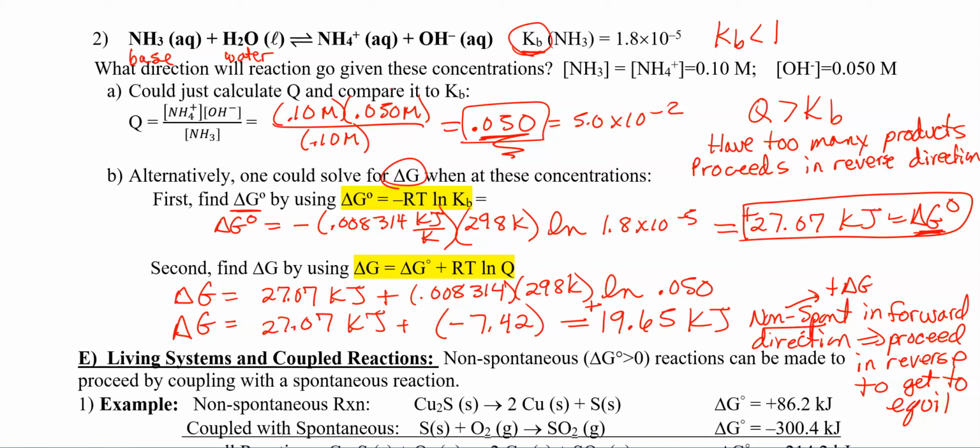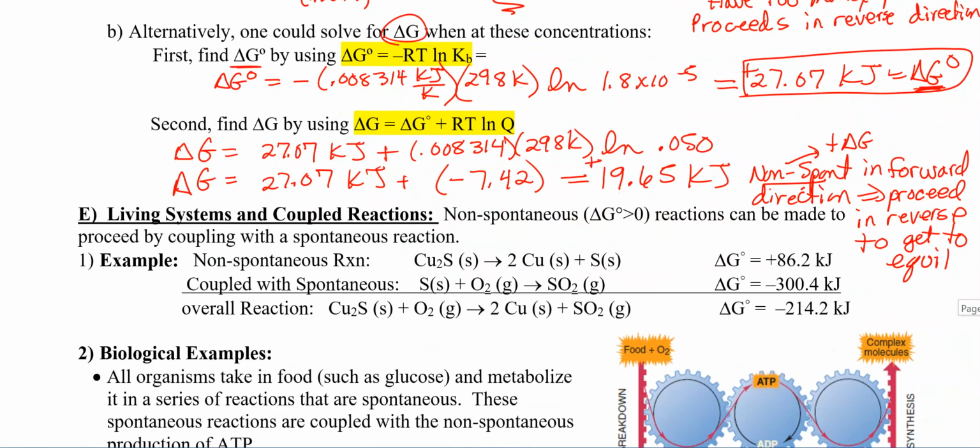Okay, that makes sense, right? And at equilibrium, it should have a lot more reactants compared to products because your Kb is a lot less than 1. So it all kind of goes together. Okay. All right, that was the hard part.